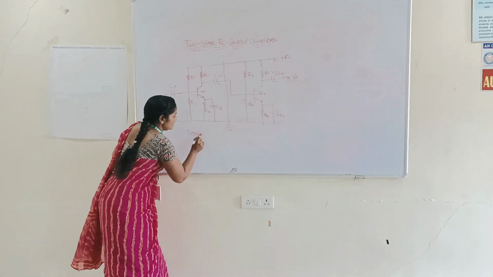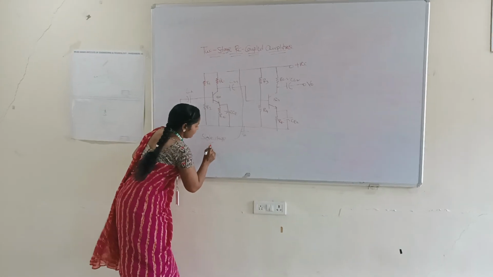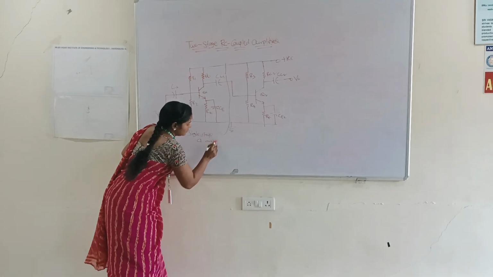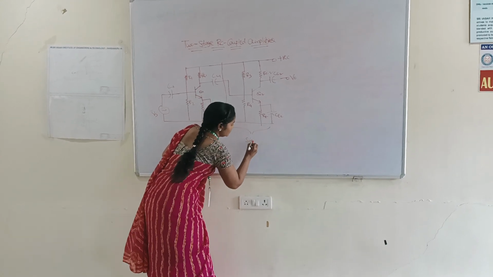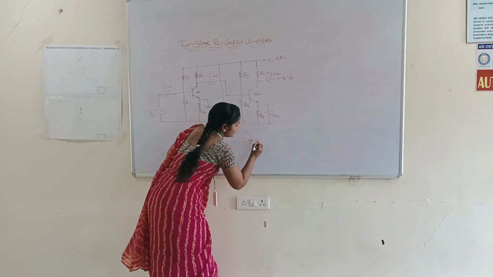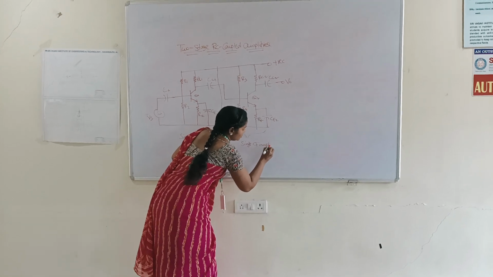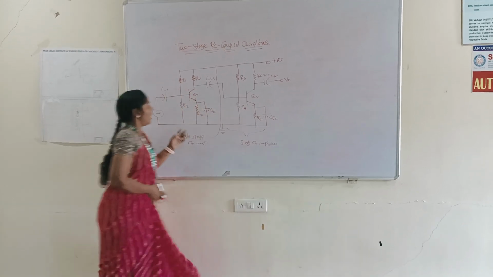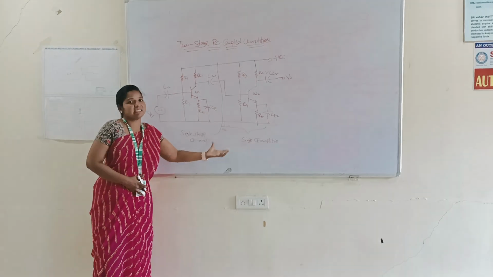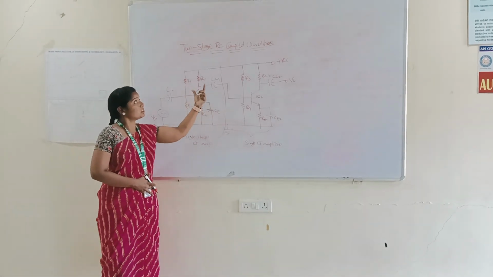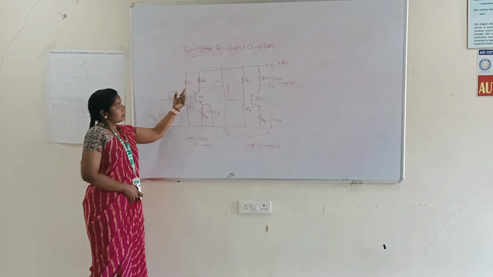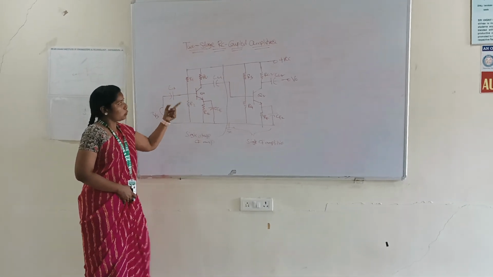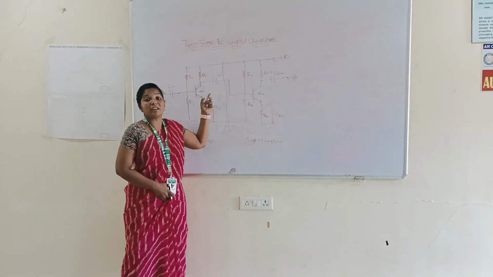Single stage CE amplifier. This is another single stage CE amplifier. So we are combining the two single stage CE amplifiers, that is the two stage RC coupled amplifier. In this, the resistors R1, R2, R3, R4 are used for the biasing.